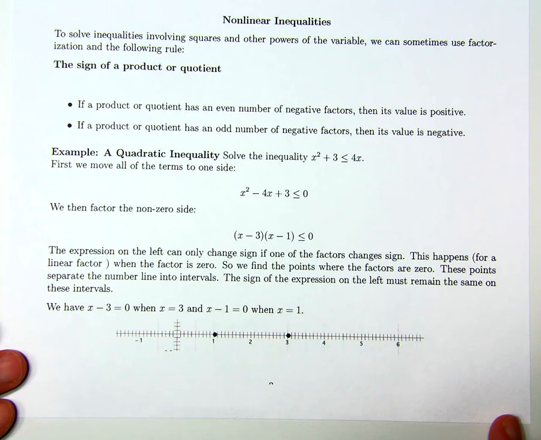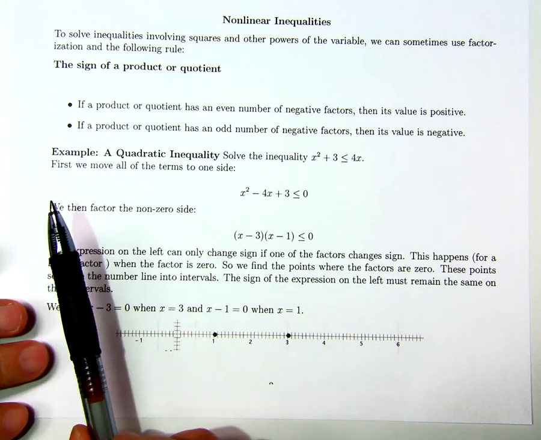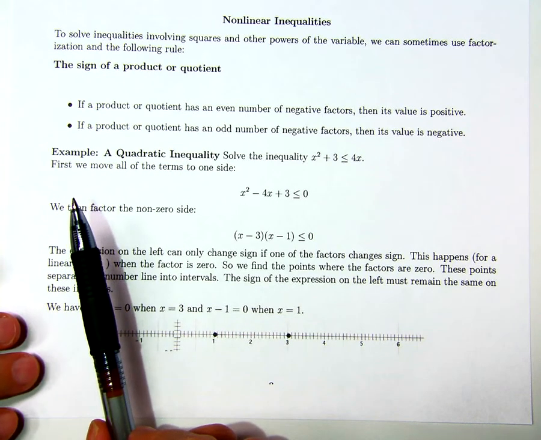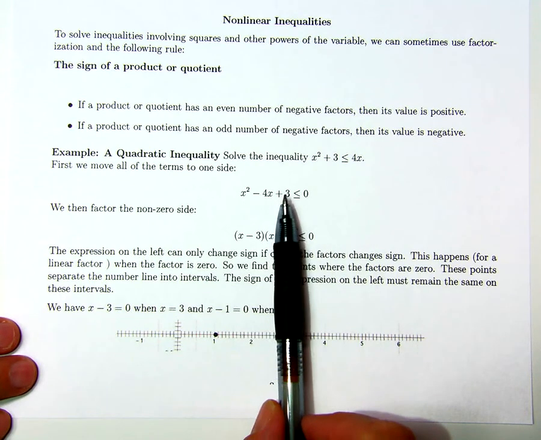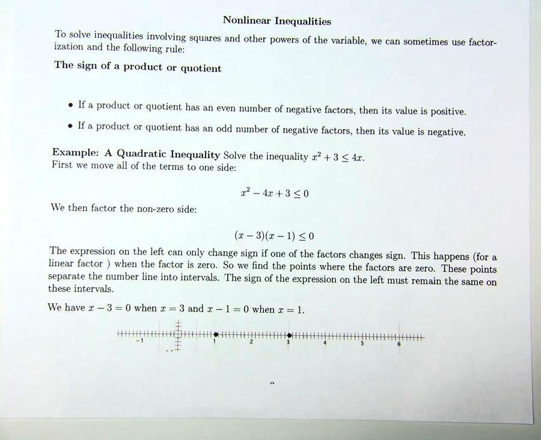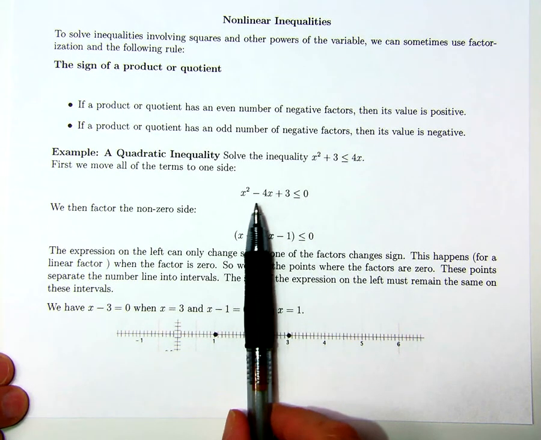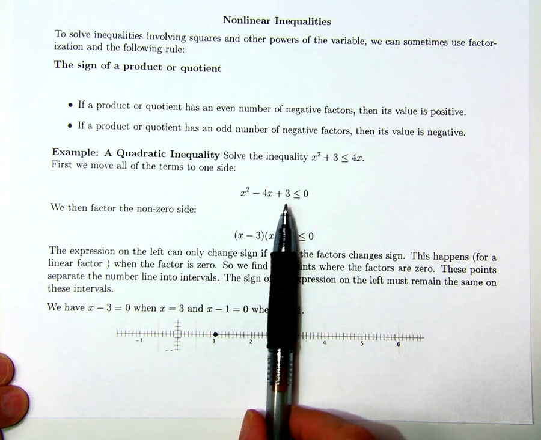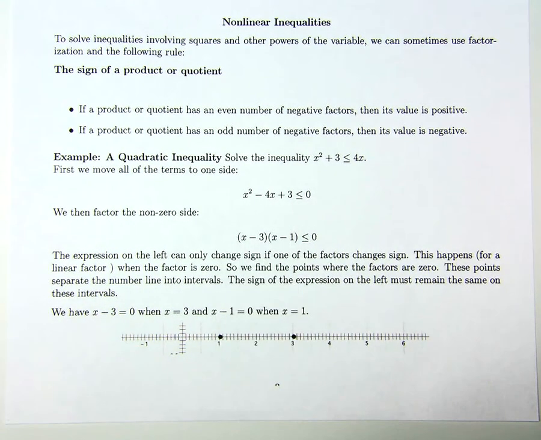Now we're going to look at nonlinear inequalities, and we're going to start in particular with quadratic inequalities. Our strategy here will be to take all of the non-zero terms to one side of the inequality and reduce our problem to deciding whether this quantity on the left is less than or equal to 0 or greater than or equal to 0, depending on what the inequality is.